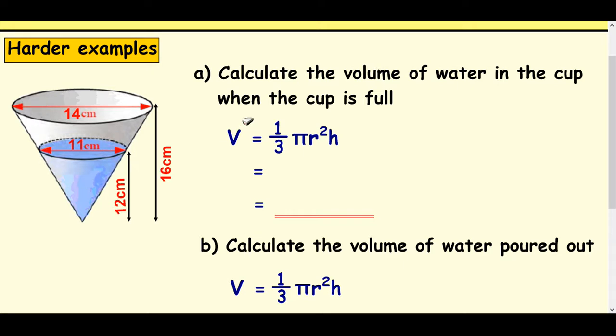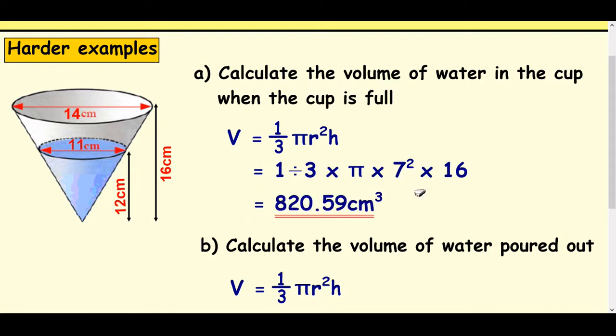Now let's look at the questions. Calculate the volume of water in the cup when the cup is full. So that's this big cone. Now there's lots of numbers here, so I've got to pick out the right information. We know the formula, 1/3 pi r squared h, so we'll go into that again. 1 divided by 3, pi or 3.14 is fine. Let's look at the radius of the big part. So that'd be 7, wouldn't it? 7's the radius here, so 7 squared. The height of the big cone, all the way up and down, is 16. So type that into your calculator and you've got 820.59 centimetres cubed.